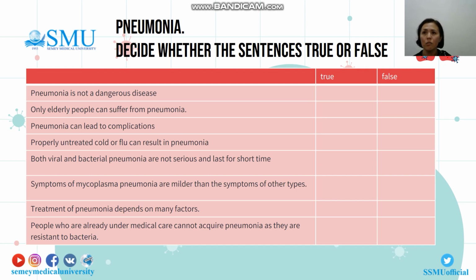Properly untreated colds or flu can result in pneumonia. Both viral and bacterial pneumonia are not serious and last for a short time. Symptoms of mycoplasma pneumonia are milder than the symptoms of other types. Treatment of pneumonia depends on many factors. People who are already under medical care cannot acquire pneumonia as they are resistant to bacteria. Students, you should do this task in written form, and again, if the sentence is false, please explain why.